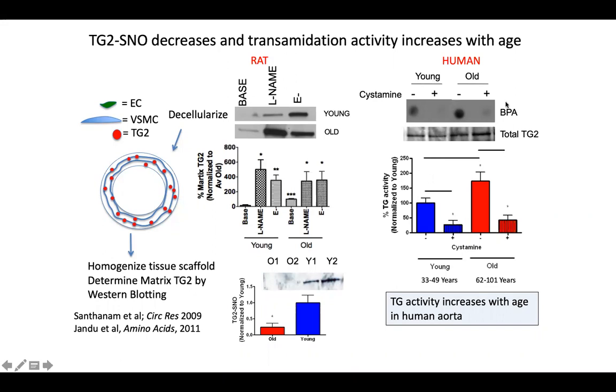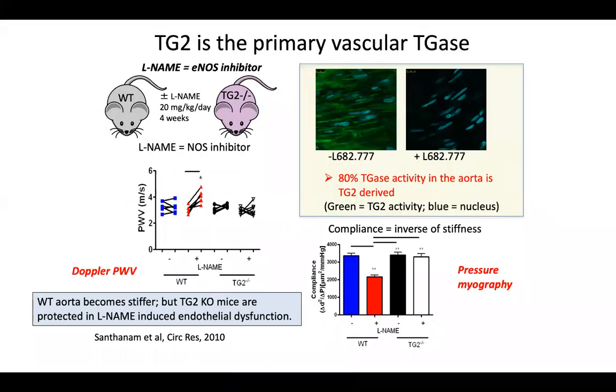And we observed similar features in the human aortas from young and old subjects. These were human aortas acquired at autopsy. So all of this is fine, but the main question becomes, because TG2 is one of the 8 transglutaminases, how do we know that it alone is responsible for the changes in the vasculature?